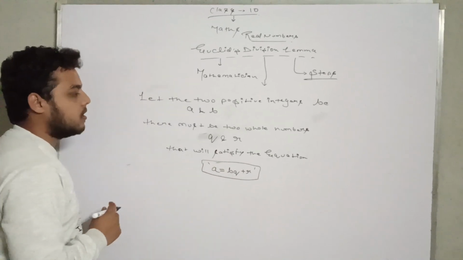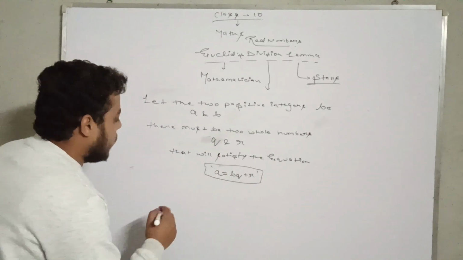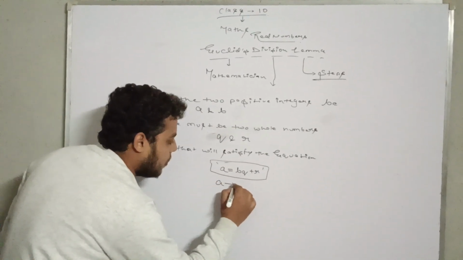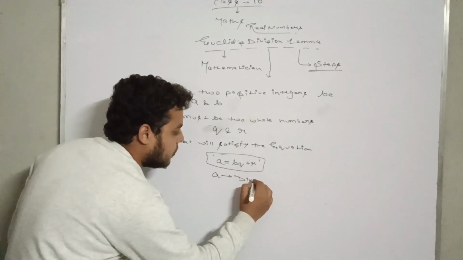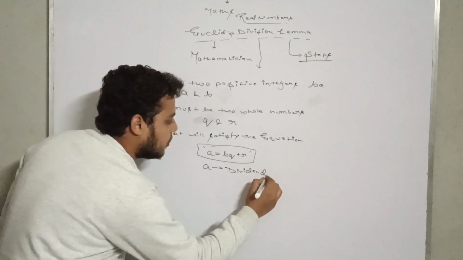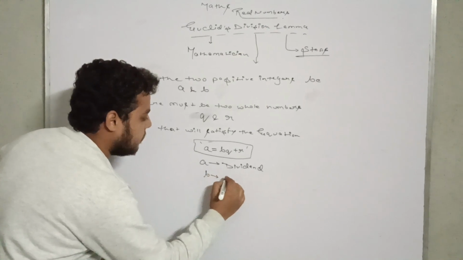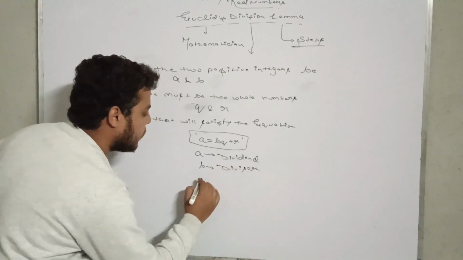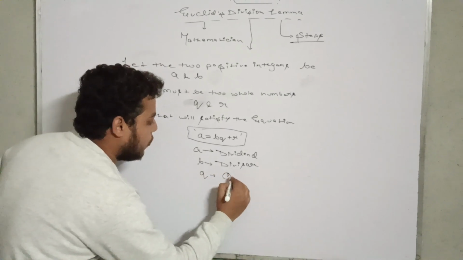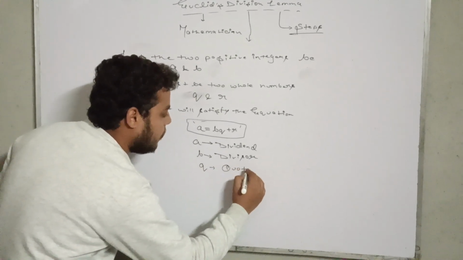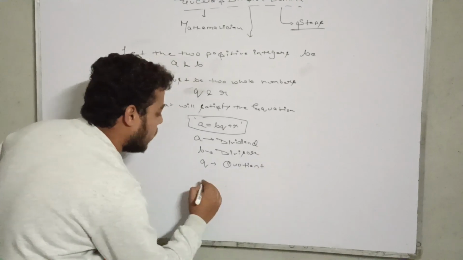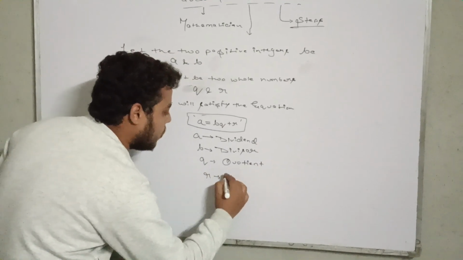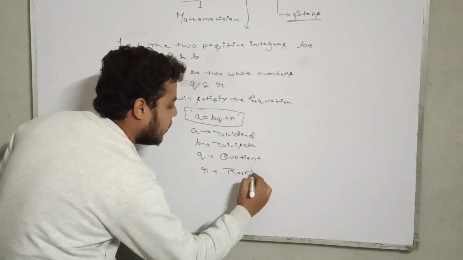This is Euclid's division lemma, where a is the dividend, b is the divisor, q is the quotient, and r stands for remainder.